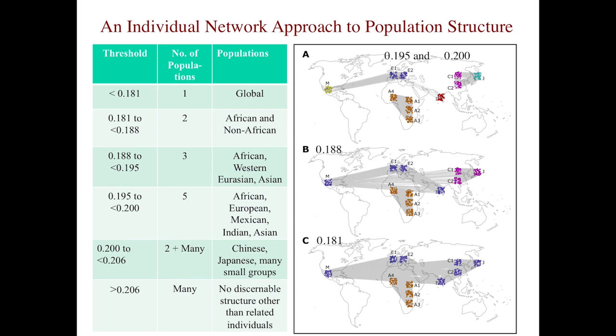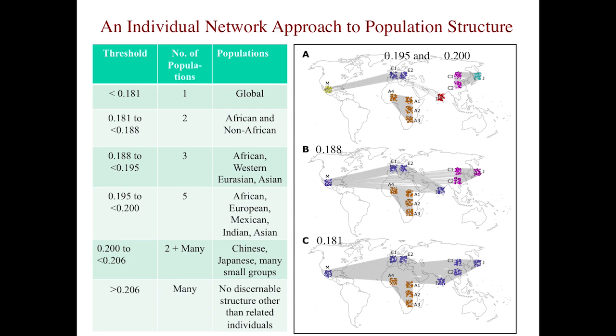And then as you increase the threshold to almost 19%, you split the out-of-Africa populations into the East Asian and the Western Eurasian populations. And then when you increase the threshold even more, the Western Eurasians split into Europe, India, and Mexicans. And the Mexicans here have a very strong Western European component, which is why they're clustered. And then finally, if you increase the threshold more, you separate the Chinese from the Japanese. And above that, all population structure disappears.